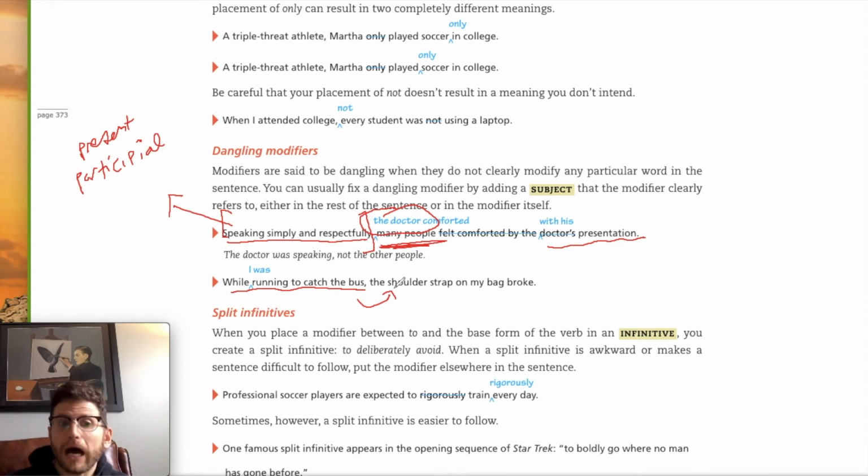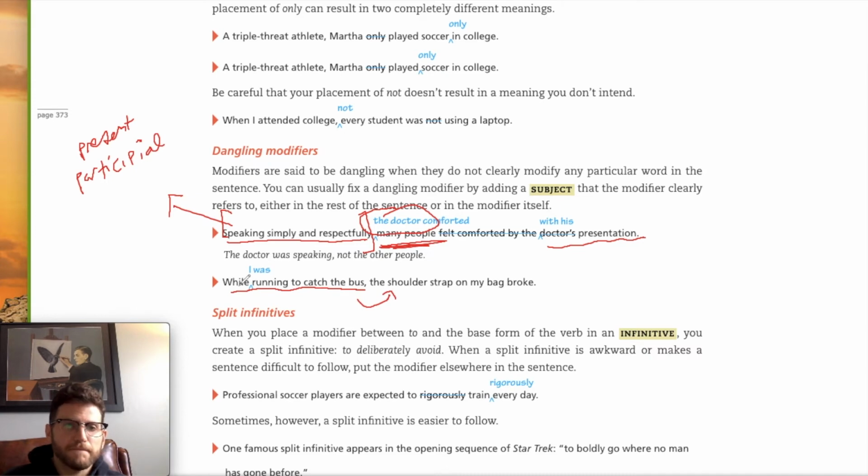So there should be a person in this sentence who's doing the running to catch the bus. But you'll notice there is no person grammatically in the sentence. All we have is a shoulder strap, and then we have, that's it really, a shoulder strap on a bag breaking. We don't have a person grammatically. So we could rewrite this.